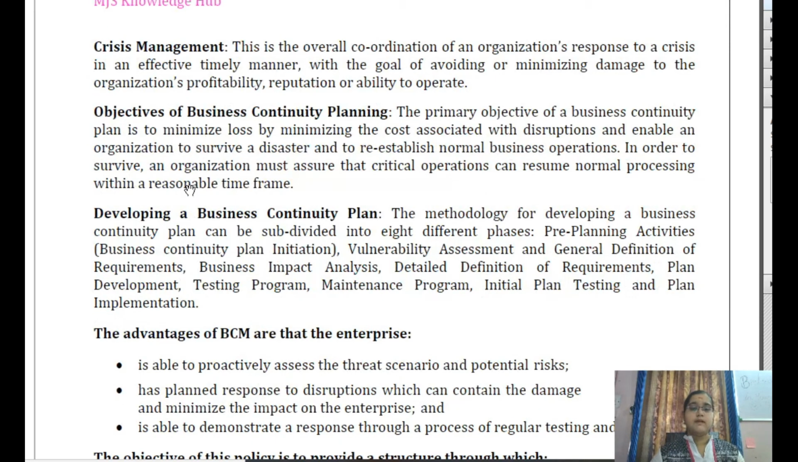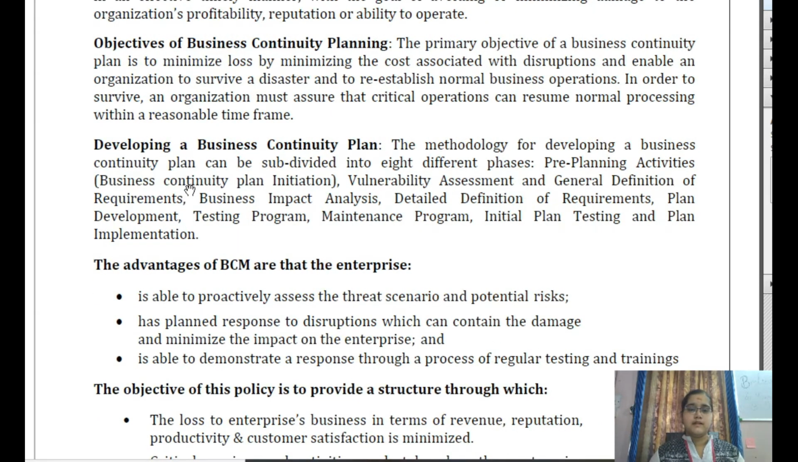Then how do you develop it? The development of the plan is done in 8 phases. We will be seeing these phases in the upcoming video. So the 8 phases are pre-planning activity, vulnerability assessment and general definition of requirement, business impact analysis, detailed definition of requirement, plan development, testing program, maintenance program, initial plan testing, and plan implementation. So there are totally 8 phases. By following these 8 phases, you will be developing a business continuity plan.